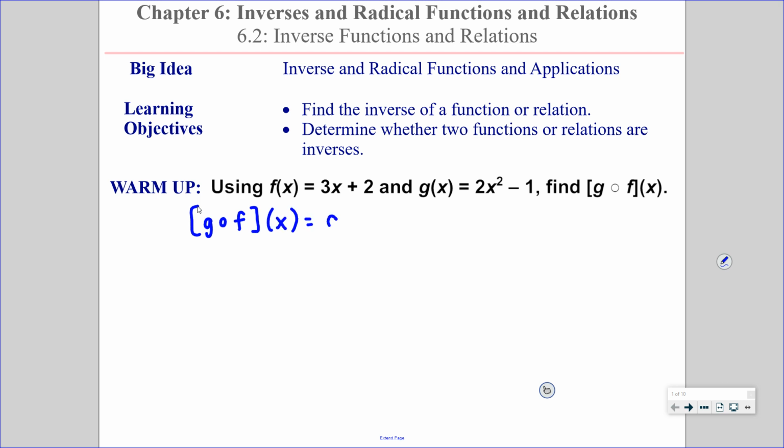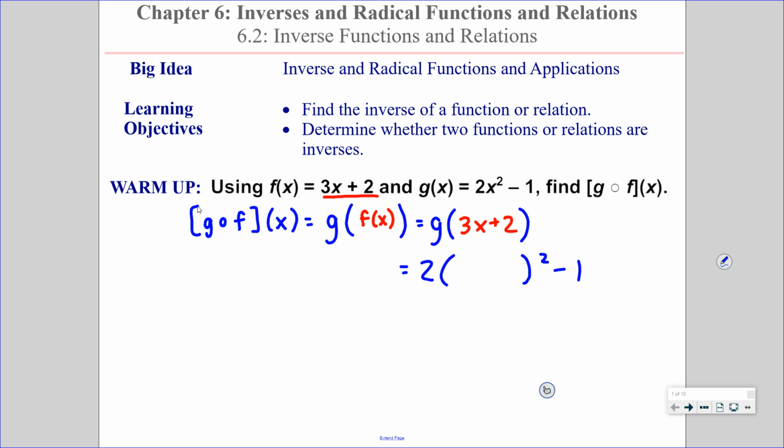My hint was that you could rewrite this. Goff is the same thing as g of f of x. And I told you yesterday, if it helps you to fill in what f of x is, you can do that. F of x is 3x plus 2 in this case. I'm getting that from here. All right, so we're going to plug 3x plus 2 into g. So g is 2x squared minus 1, and I'm plugging in 3x plus 2.